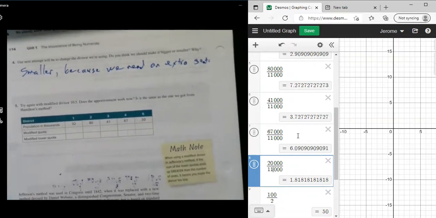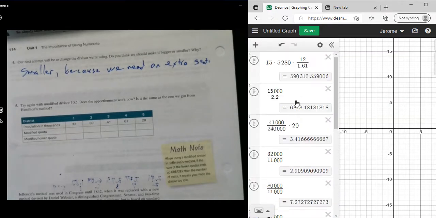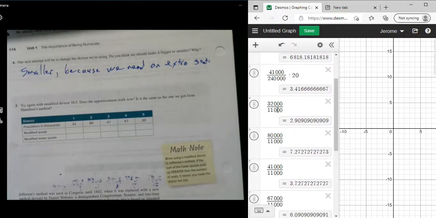Okay, number 5. It says try again with modified divisor 10.5. Does the apportionment work now? Is it the same as the one we got from Hamilton's method? Okay, so we'll try 10.5. Now we know 10.5 is really 10,500.